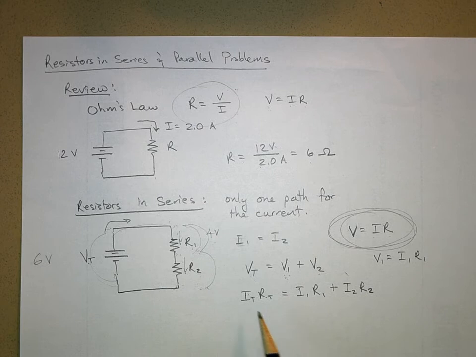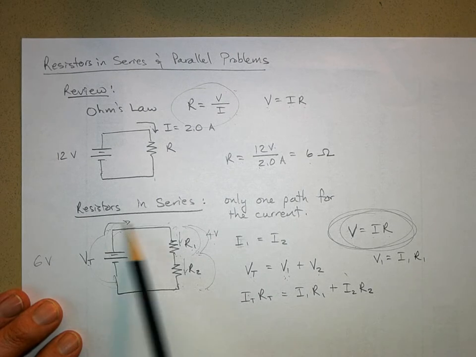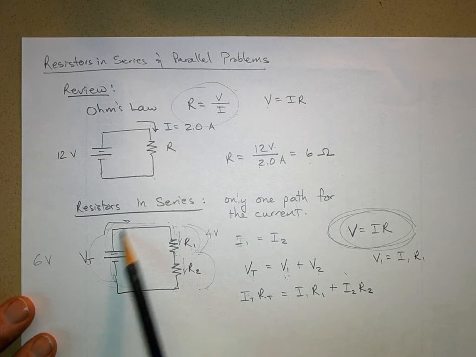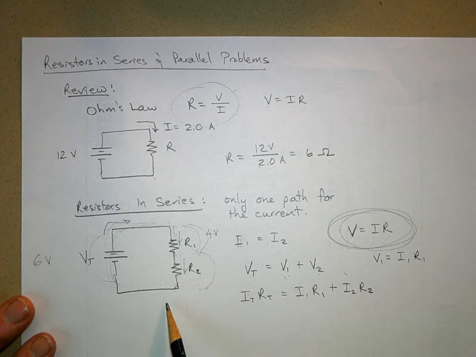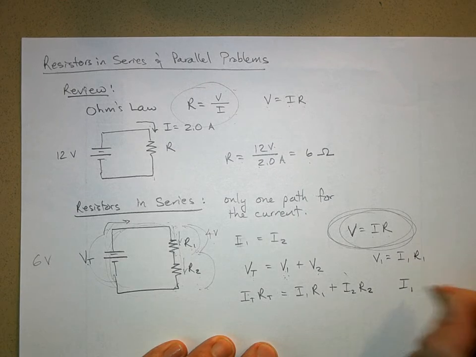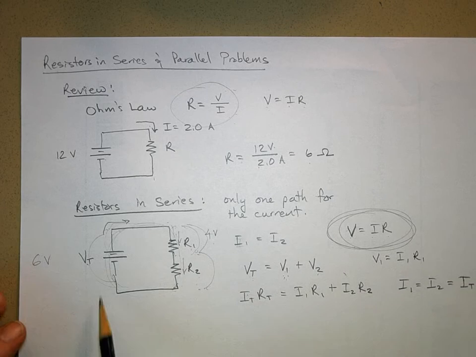Well, what do we know is true about the total current and the current through 1 and the current through 2? Because this is just one loop, all those currents are the same current. In other words, I1 equals I2, but that's also the current that's being delivered by the battery. That's the total current to the circuit. So in other words, these are all equal.